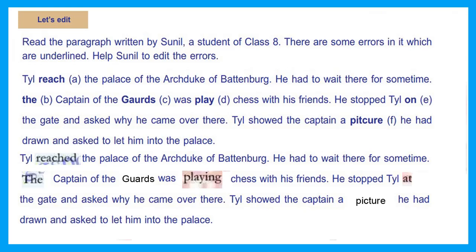Child reached the palace of the Archduke of Battenberg. He had to wait there for some time. The captain of the guards was playing chess with his friends. He stopped the child at the gate and asked why he came over there. Child showed the captain a picture he had drawn and asked to let him into the palace.